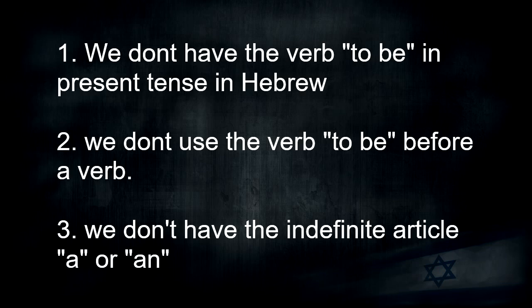So that's it for today. The most important things I want you to remember from this lesson are, first, we don't have the verb to be in the present tense in Hebrew. We don't use it. Second, we don't use the verb to be with a verb. Third, before an object, you don't need to use in Hebrew a or an like in English. Just say the object.